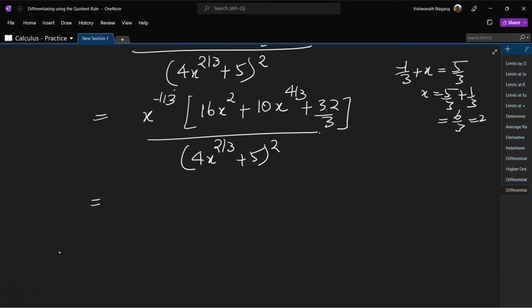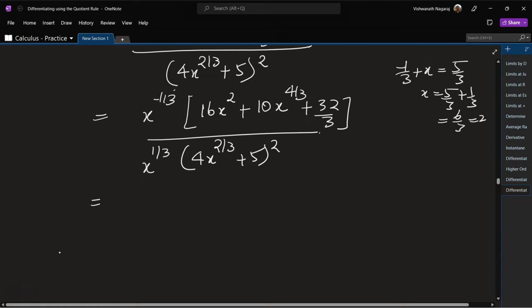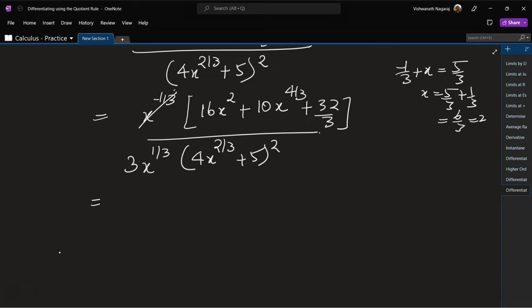Okay, so let's do that as well, and we can take this x to the power of minus 1 by 3 down, so this cancels out. 1 by 3 we take it out, so that comes in the denominator 3, but here we have to multiply these two terms by 3. So 16 threes 48x square plus 30x to the power of 4 by 3 plus 32. Remember, we took the LCM 3, we added up all these, and the denominator 3 came down.